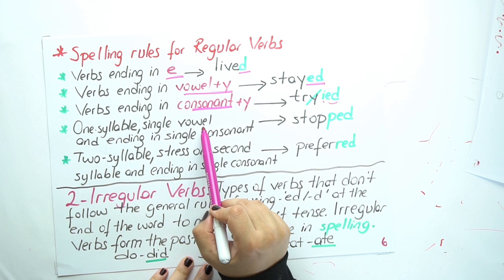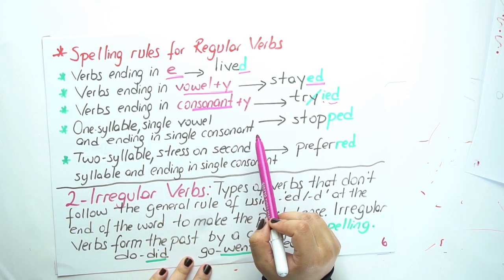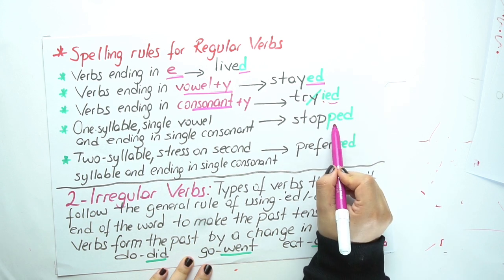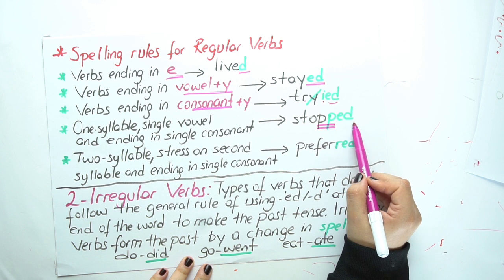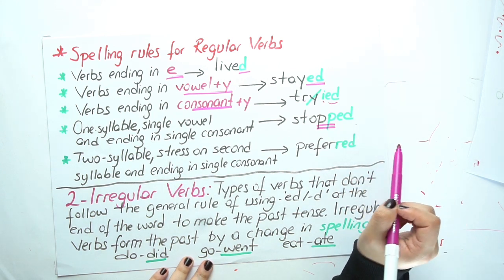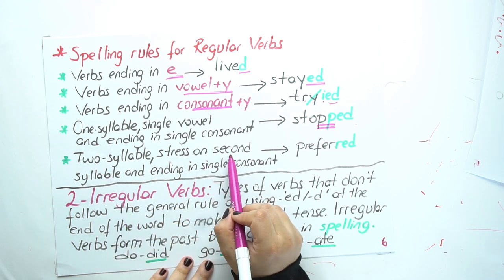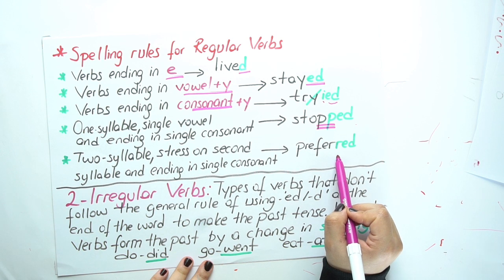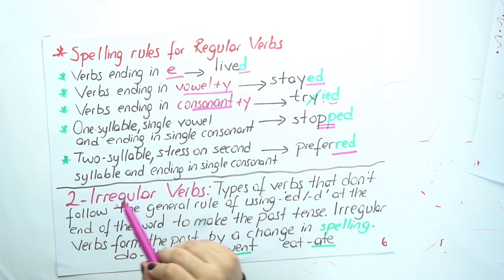One syllable, single vowel and ending in a single consonant: it doubles again. Stopped will be my regular verb in past form. Two syllables, stress on the second: preferred, we again double it.